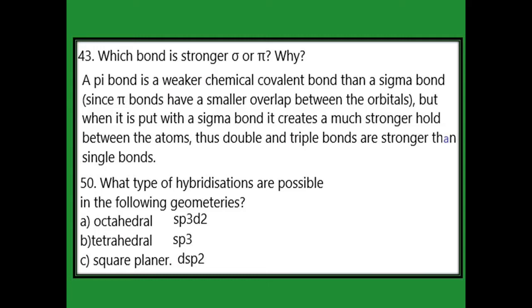Then the 50th question: octahedral means what hybridization? sp3d2. Tetrahedral means sp3 hybridization. In square planar, the hybridization is dsp2. It is not discussed in our book, but we have to know about that hybridization. For square planar, what is the hybridization? dsp2.